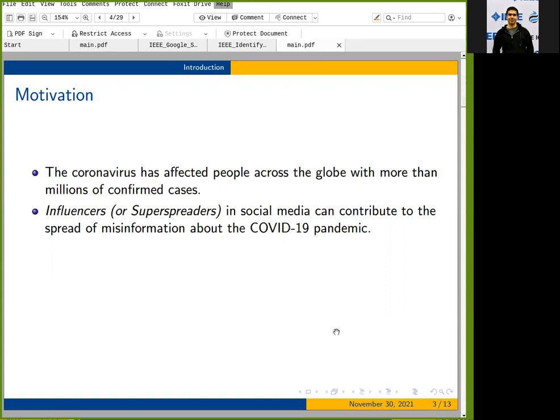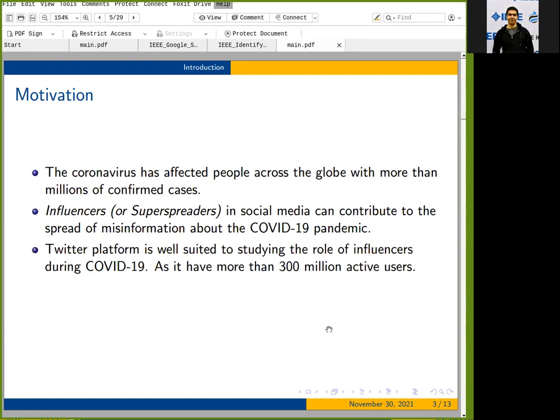On the other hand, influencers or super spreaders in social media can contribute to the spread of misinformation about COVID-19. For example, maybe one person reports the number of cases in one of the countries exceeds 100,000, and maybe this is false information, and we would like to verify this piece of information. Is it coming from a trusted source or not?